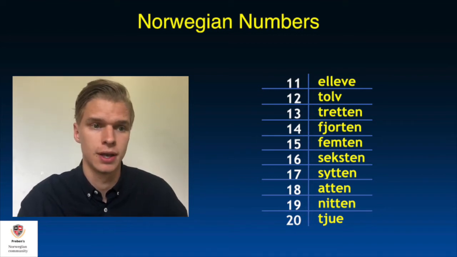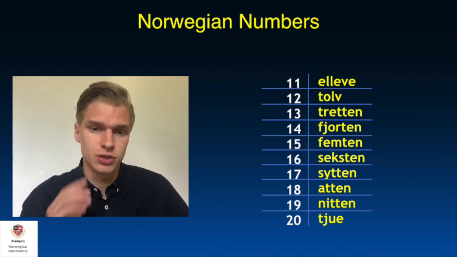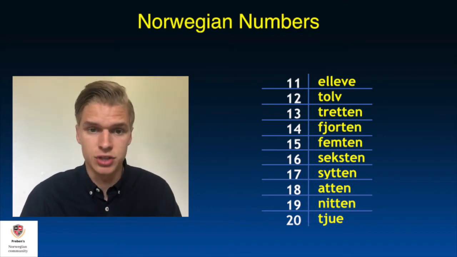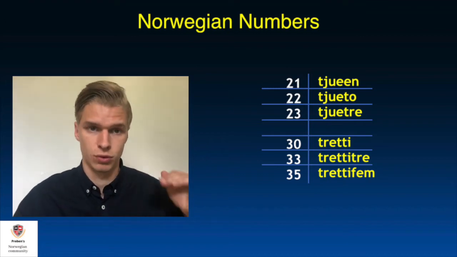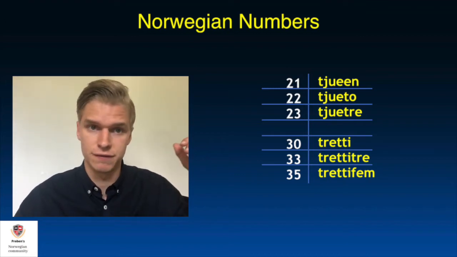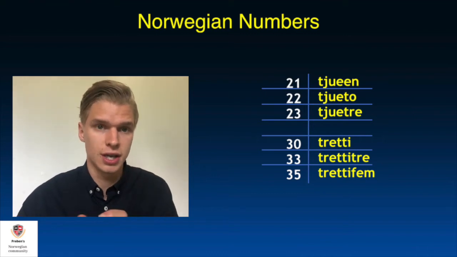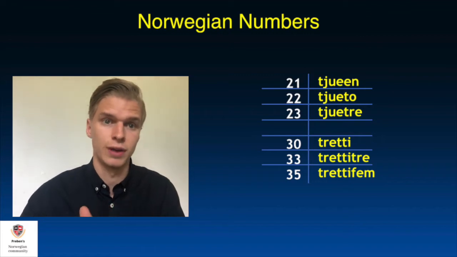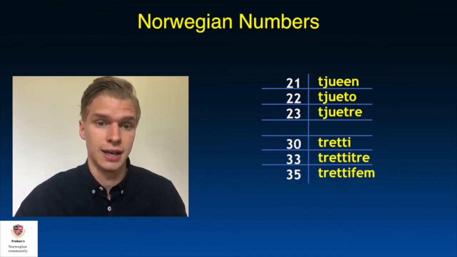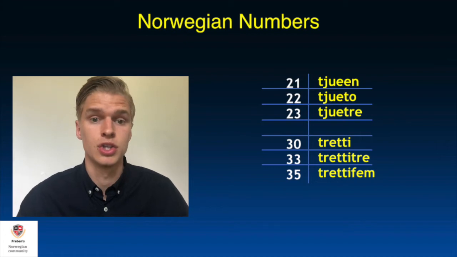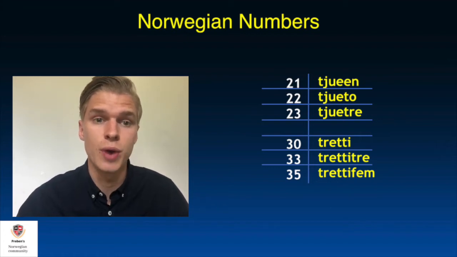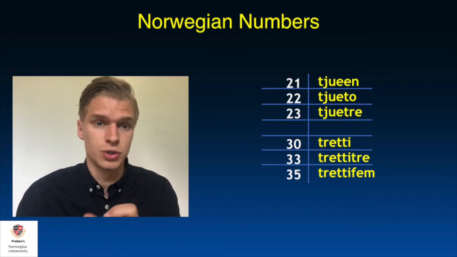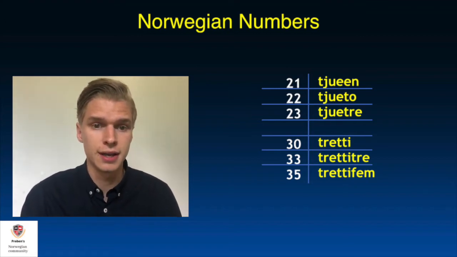Okay, now I'm going to teach you something, because now there's a pattern happening for the rest of the numbers until 100. Learn 20, 30, 40, 50, 60, because we can just add things together. We can just say 20 and then 5, like 25, like in English. We have 21, just a combination of two words, 20 and 1.